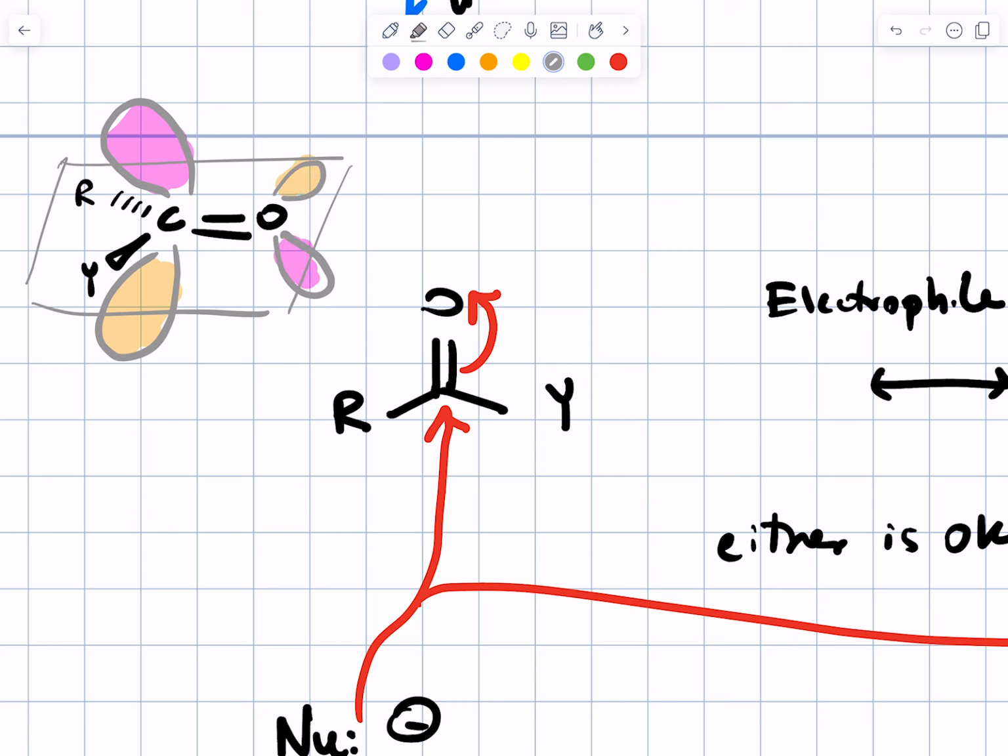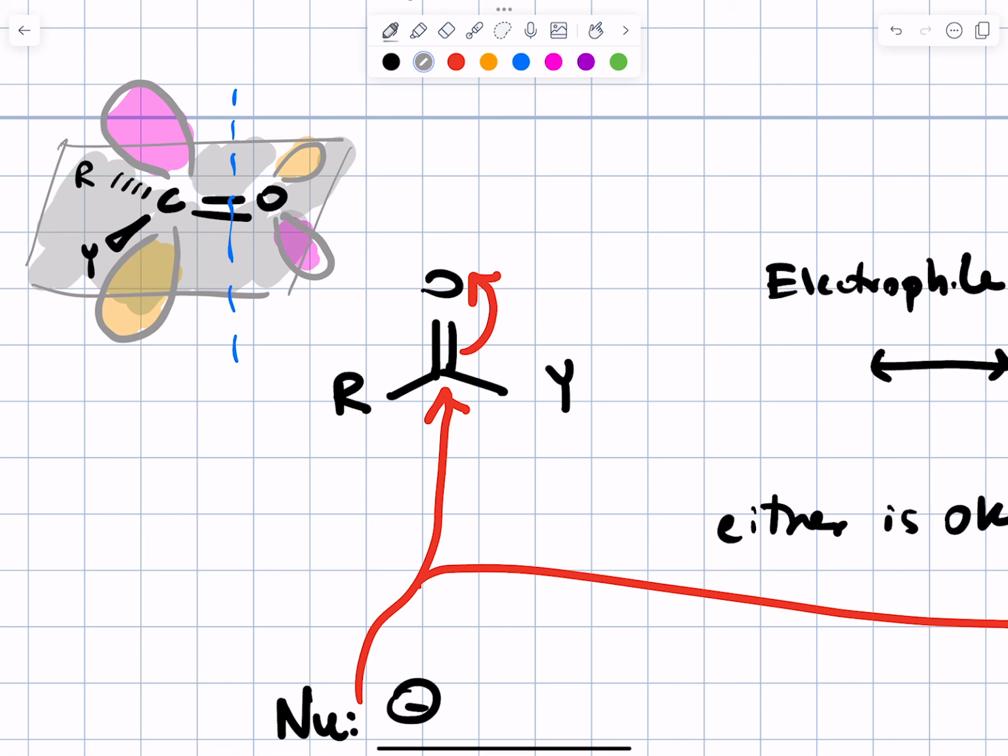Okay, this is important. The stuff that I'm coloring now in gray is the plane that we're talking about. These two lobes are above that plane. These two lobes are below that plane. There is a node in between the two nuclei. If we were to draw this pi star looking down on this molecule from above, what we would see is a large lobe on the carbonyl carbon, a smaller lobe on the carbonyl oxygen.